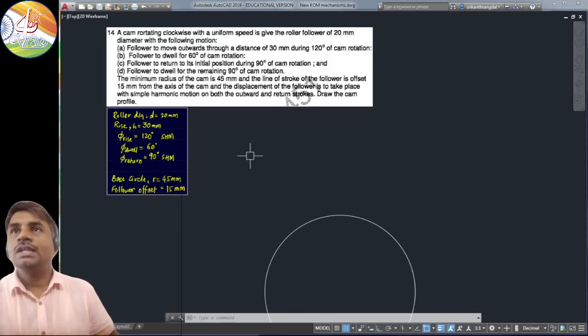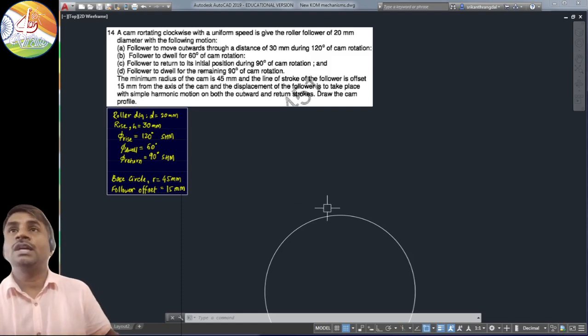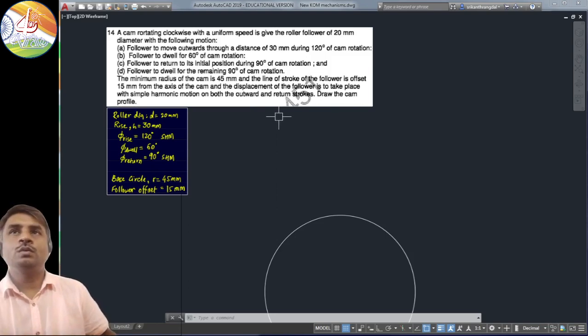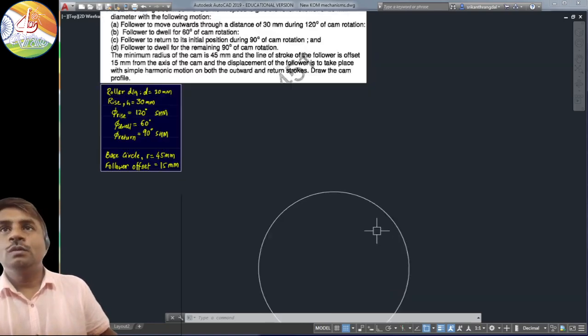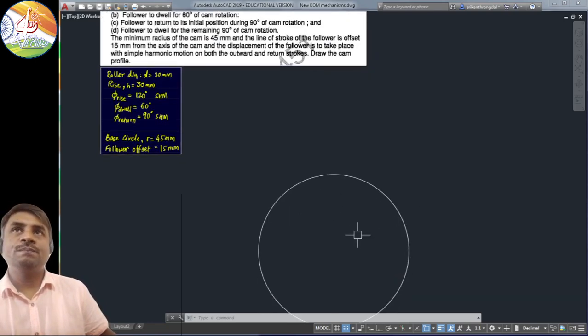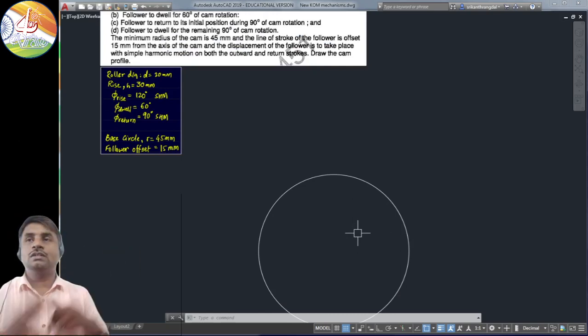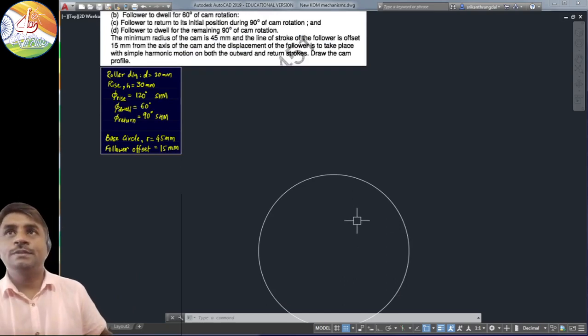Because the radius here is 45, the diameter is going to be 9 centimeters, and further there is a rise of 30 mm, so that adds 30 mm on one side. So 90 plus 30, the overall size is going to be around 120 mm, that is 12 centimeters. On the sheet we have to adjust the size and make sure that 12 centimeters of size on both the sides is available. That's the precaution we have to take in exams.